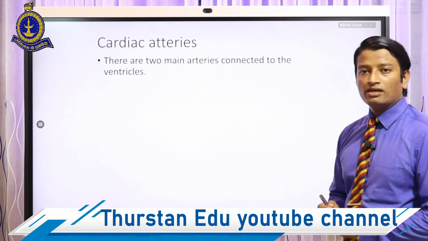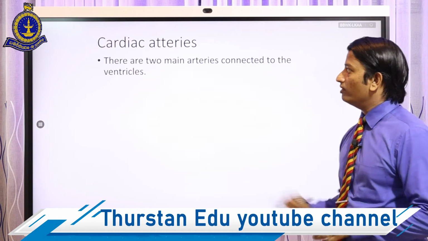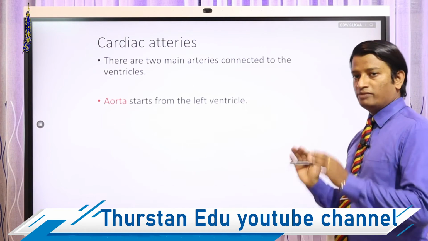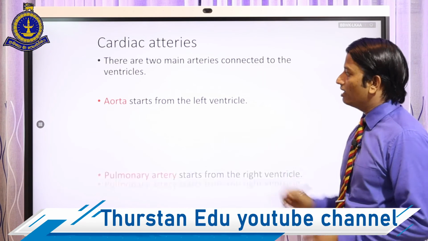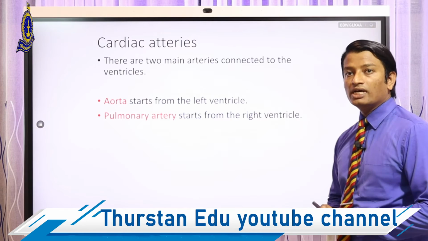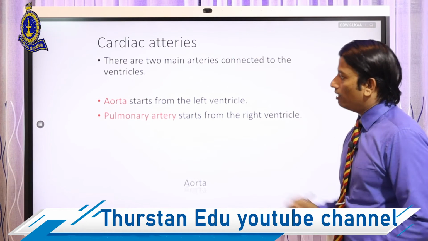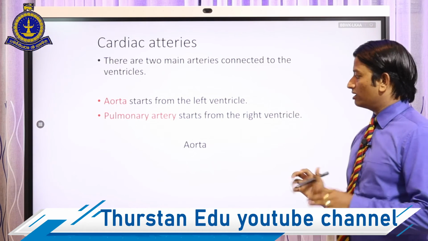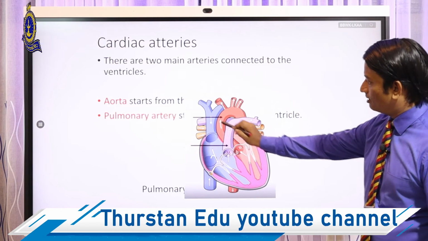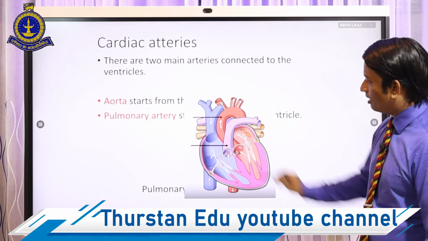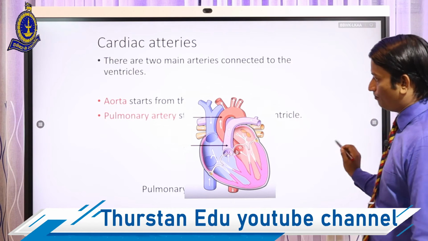Then arteries, as you studied before. Arteries carry blood away from the heart. There are 2 main arteries: the aorta, which starts from the left ventricle, and the pulmonary artery, which starts from the right ventricle. You can see here mainly this is the pulmonary artery and this is the aorta.